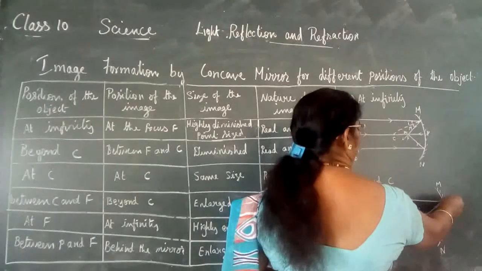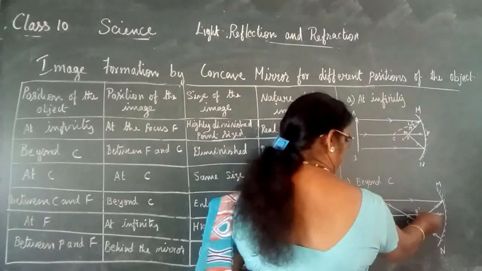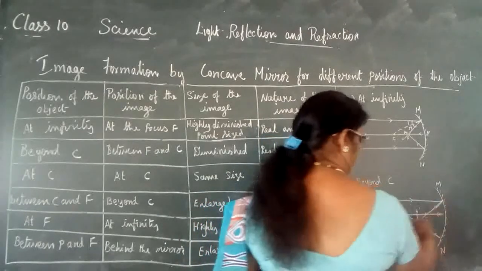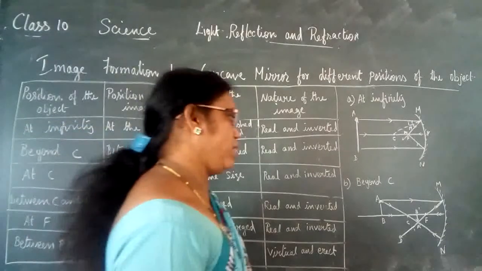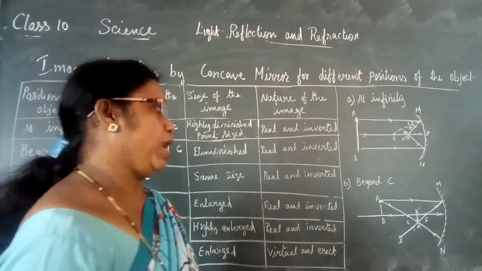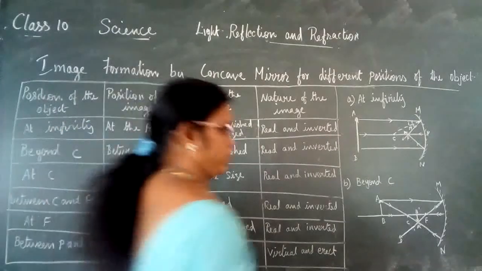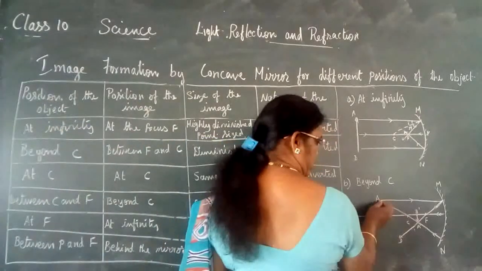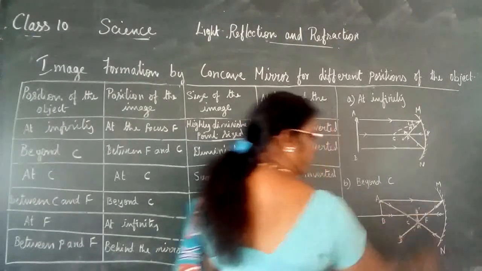after incident on the concave mirror. It passes through the principal focus. A parallel line passes through the principal focus according to rule 1. Now we have to draw another ray according to rule 2, the ray which passes from the top of the object, the ray which passes through the center of curvature.